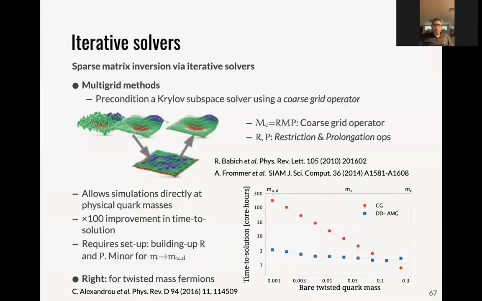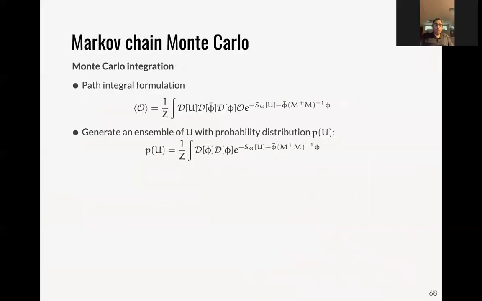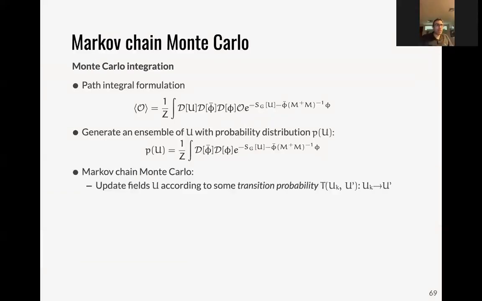And another thing I want to talk about is some standard methods used in Markov chain Monte Carlo. So again, I'm just writing what we said in the first slide. In a typical workflow, what you want is to generate field configurations U according to a given probability. I'm sure you have all seen examples of this. So what you want to do is basically update the fields U according to some transition probability, some prescription that will give you a new configuration U prime, starting from an original configuration U, with some probability.